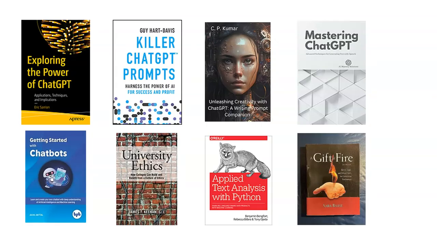So there's lots of books that you can get. Here's the theme. I look at ChatGPT and ethics and cheating, and I found 8 books. The University Ethics is a scholarly book of essays, which is really important. O'Reilly book on applied text analysis with Python. A coding book. On the bottom right, A Gift of Fire is just a general reading book. And there's other books, including Unleashing Creativity with ChatGPT.